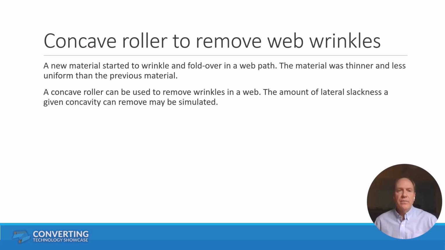The next example, I talked about a web that had a lot of variation and was thinner and would wrinkle and fold over in a web path. One of the known solutions for trying to pull out slackness in a web is a concave roller. This is a roller that has a higher diameter at the edges than the center. The question is, how much diameter difference do you need and how much slackness can you get rid of? You don't want to have to build a lot of different rollers of different designs and test them all.